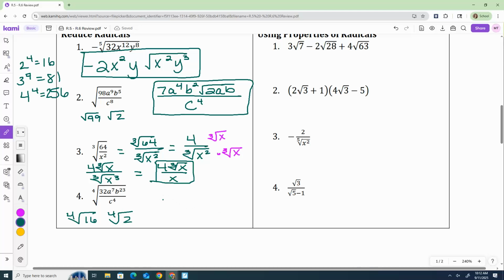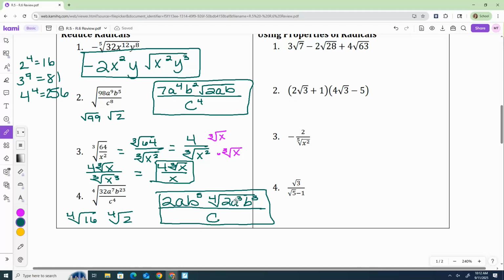So the 4th root of 16 is 2. And a 2 stays. We have 7 a's, we need groups of 4, so that's only 1 group of 4 with 3 left over. 23 b's, how many groups of 4? 5. That takes up 20 of them, so there's 3 left. Over the 4th root of c to the 4th would just be 1c. Questions on this?